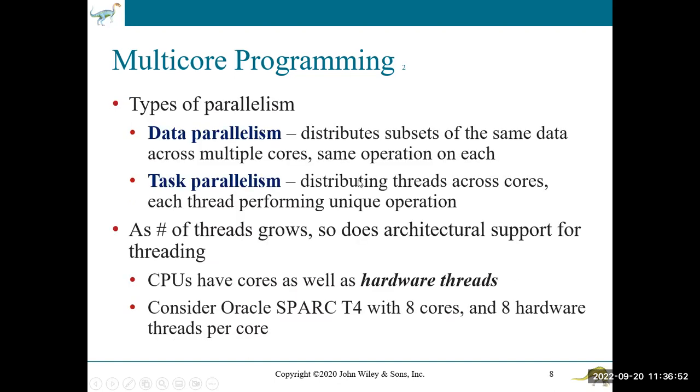So here, we're taking a little bit more time to investigate the different types. You have data parallelism, where you're splitting up the data into separate sets across multiple cores, as opposed to task parallelism, distributing threads across cores, each thread performing a unique operation. I want you to understand the correlation here between thread and task.